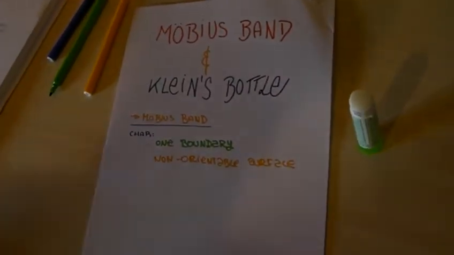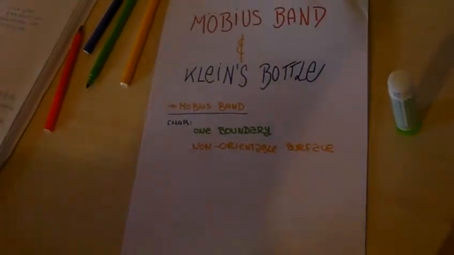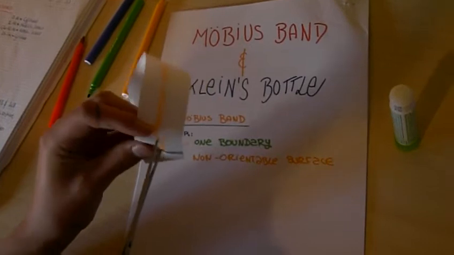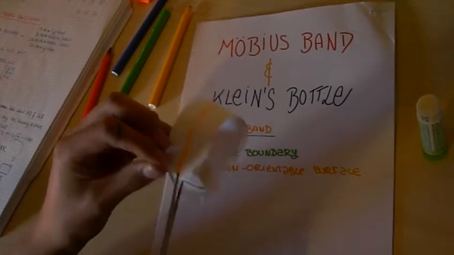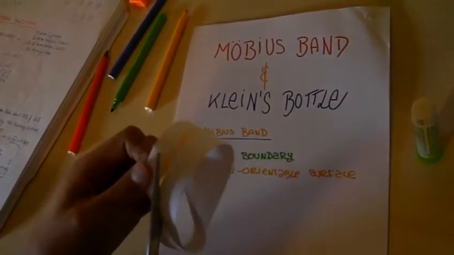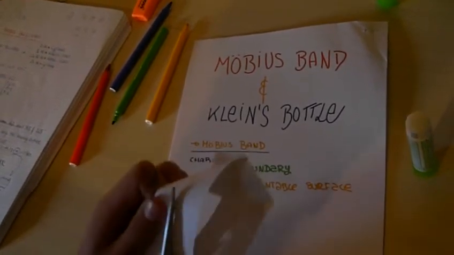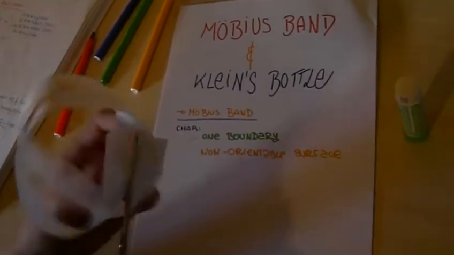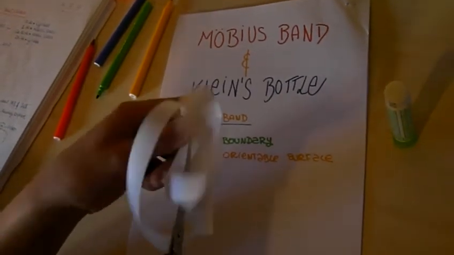Also, we can define a characteristic: what happens if I cut the band? Okay, so let's just try. You start cutting. You can see I'm trying to go along the half of the strip, approximately. It's difficult.